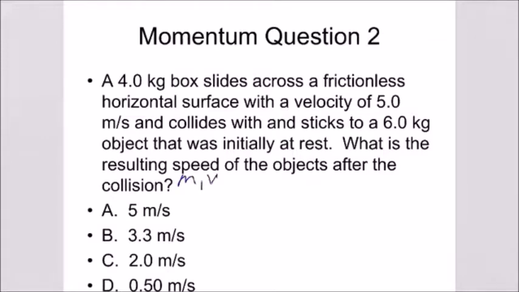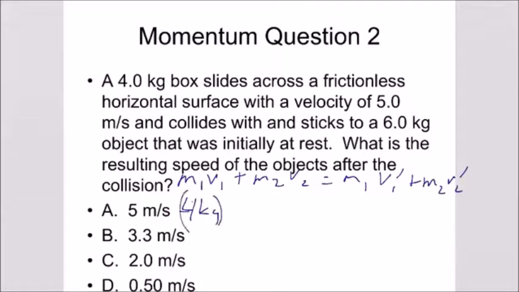So m1 v1 plus m2 v2 equals m1 v1 prime plus m2 v2 prime. The mass of our first object is 4. The initial velocity of that object was 5 meters per second. So that's m1 v1, plus m2, which is 6. Its initial speed, though, was at rest, so its initial speed is 0, and this whole m2 v2 term becomes 0. That's equal to the final momentum.